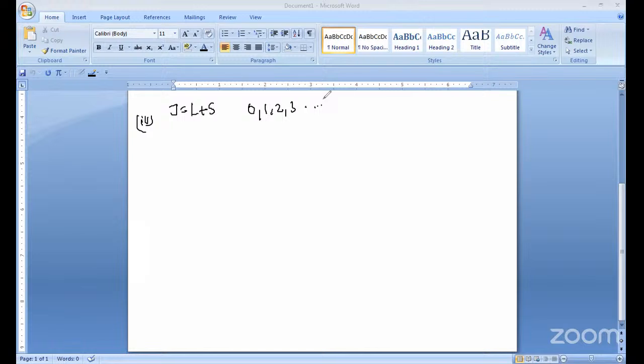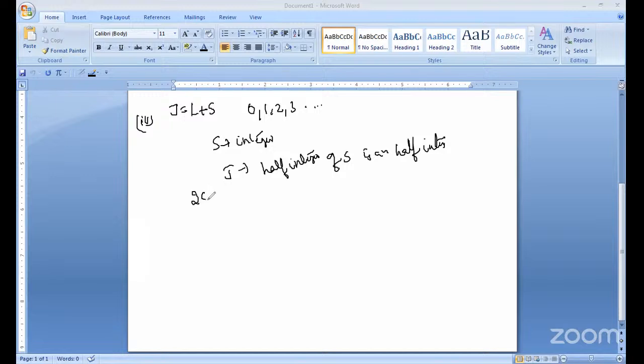If S is an integer, J has integer values, and if S is a half integer, J has half-integer values. The possible number of values which J can assume will be 2S plus 1. This is in the case when L is greater than S. And you may get 2L plus 1. This is in the case when L is less than S. So this is what LS coupling we have.